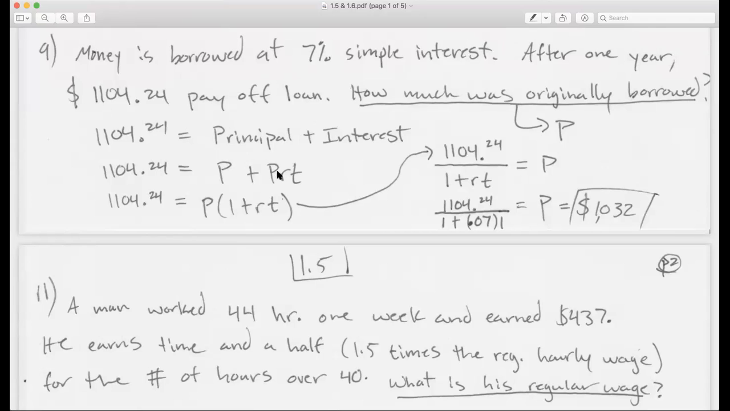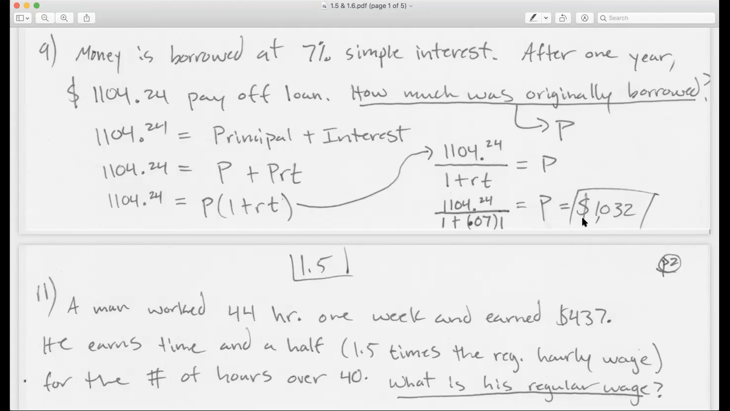So what I did was I factored a P out to get 1104.24 equals P times 1 plus RT. And then it looks like I divided both sides by 1 plus RT to get this value for my principal. And lastly, I plug in my rate. Okay, my rate is 7%, so I use 0.07. So then dividing this out, you get 1032.